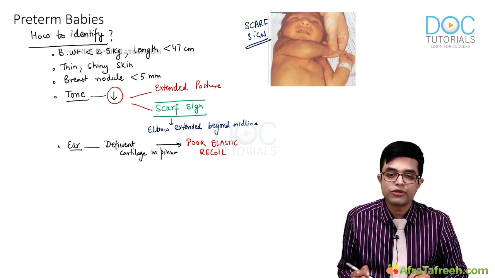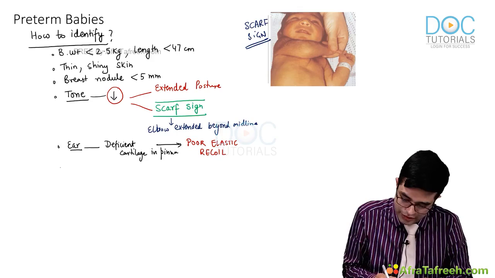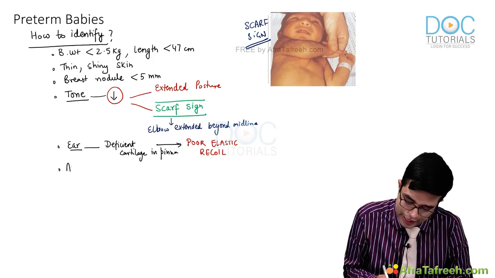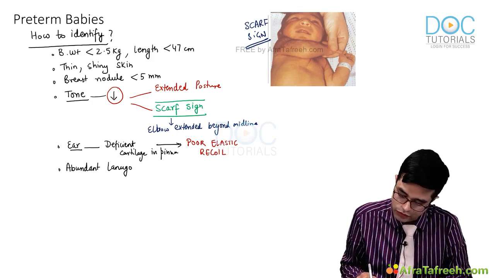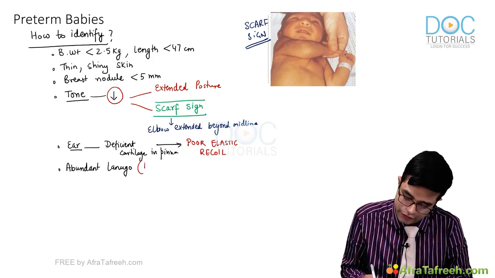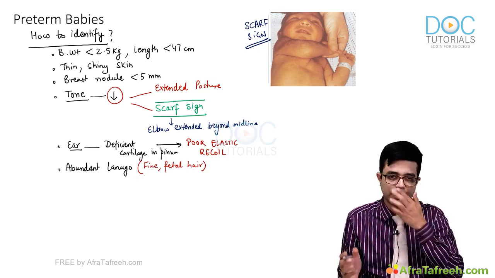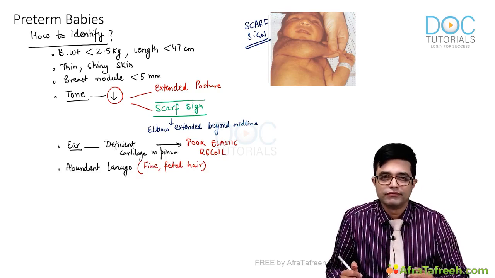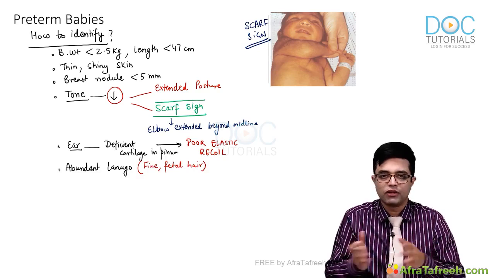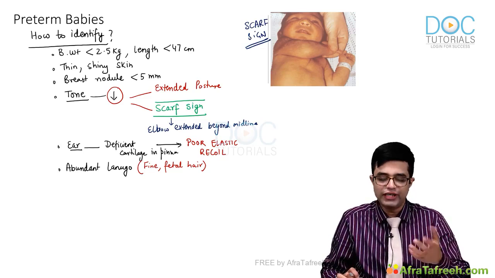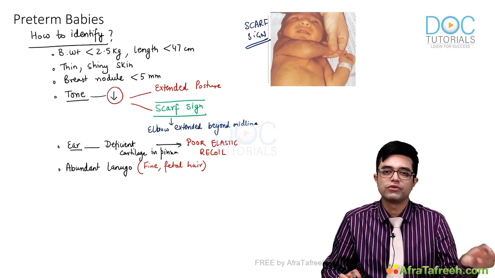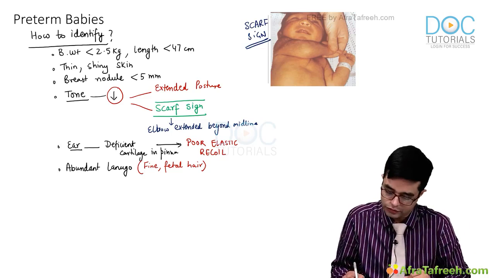Then other things which you can look for: these children, preterm babies, will have abundant lanugo. What is lanugo? Lanugo refers to fine fetal hair. They are non-pigmented hair which are present all over the body and they are only absent on palms and soles. So lanugo is fetal hair. What is a preterm child? A fetus who has been born premature. So they will have abundant lanugo.